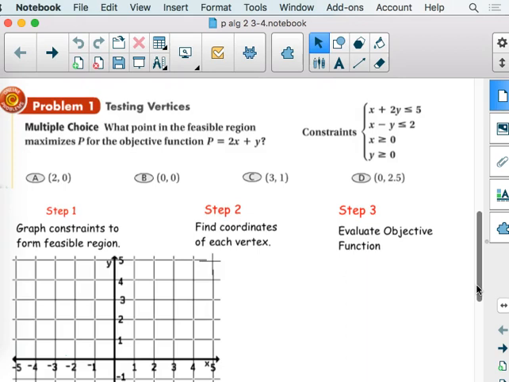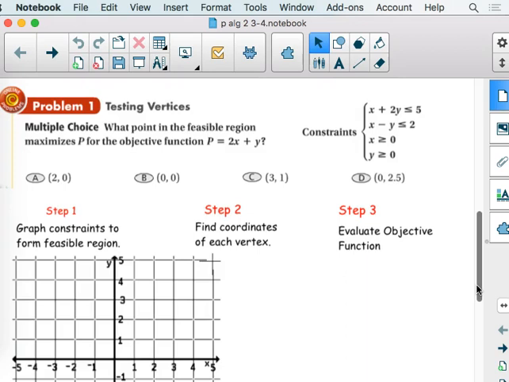This one says, what point in the feasible region maximizes P for the objective function P equals 2x plus y? Well, it's missing an important step. You know where we were doing our double shading yesterday, and now we're going to see some triple shading? That region where we have double or triple shading is called the feasible region.